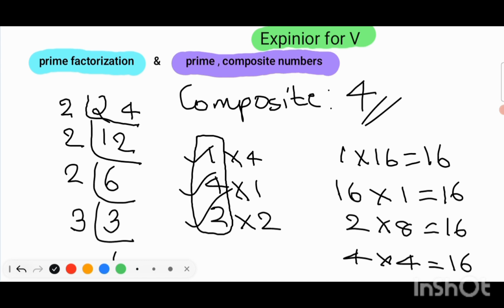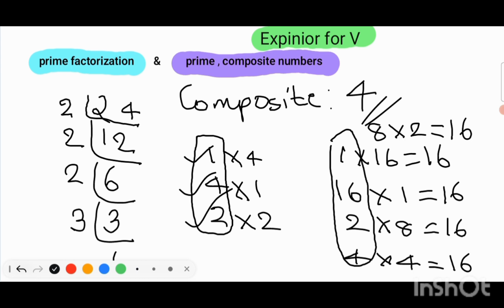That's it. Okay. So we have, and even we have 8. 8 2s are 16. Okay. So yeah, 1, 2, 3, 4, 5. So we have 5 factors. That means 16 is also a composite number.